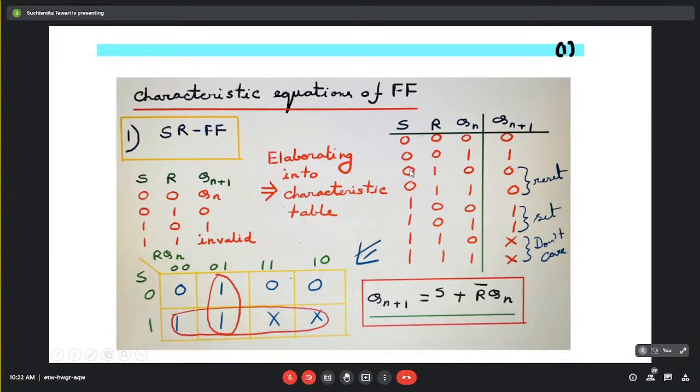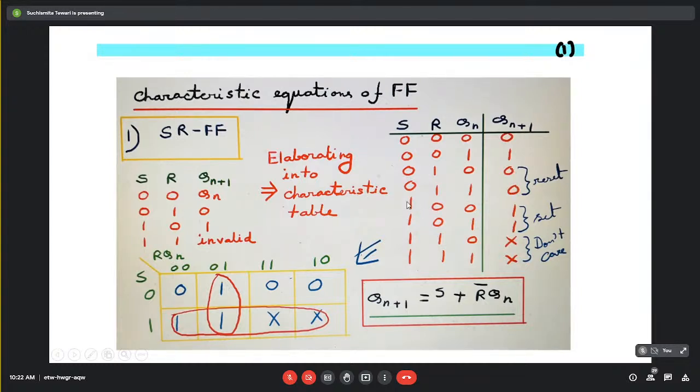Now S and R achieve this condition, 0 and 1, and the previous state was 0. It will anyway give 0 because it corresponds to the reset state. And if the previous state is 1 for this combination, it will change to 0. It doesn't matter whether Qn is 0 or Qn is 1. For this combination, the output will always be 0.